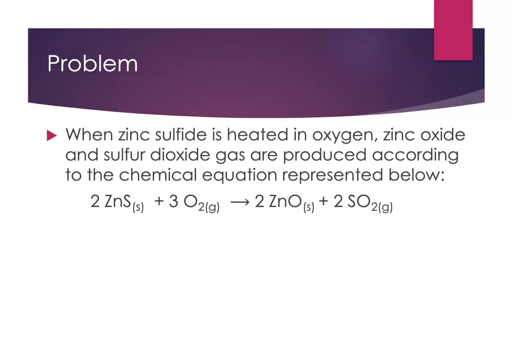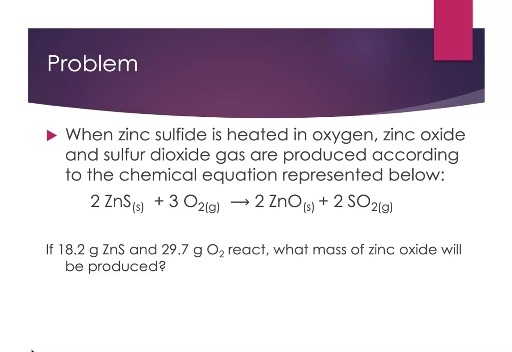When zinc sulfide is heated in oxygen, zinc oxide and sulfur dioxide gas are produced according to the chemical equation here. If 18.2 grams of zinc sulfide and 29.7 grams of oxygen react, what mass of zinc oxide will be produced? Now you should be saying to yourself, oh, wait a minute, I've got the masses of both reactants. This must be a limiting reagent problem. And you're right, it is.